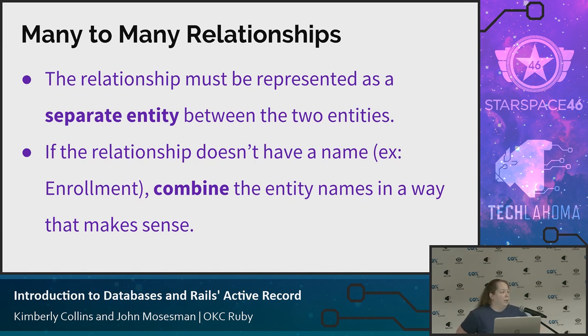Sometimes it'll have a name that makes sense. The relationship between students and classes has a name, called enrollment, and so that's what we're going to name this relationship. But many times, like with orders and items, there's no great name for that I can think of off the top of my head. So we're just going to call that item order, order item. It doesn't really matter, but you're combining those terms in a way that makes sense.